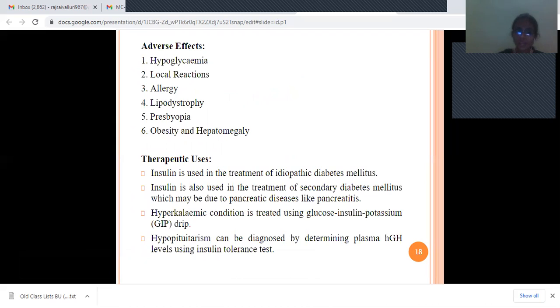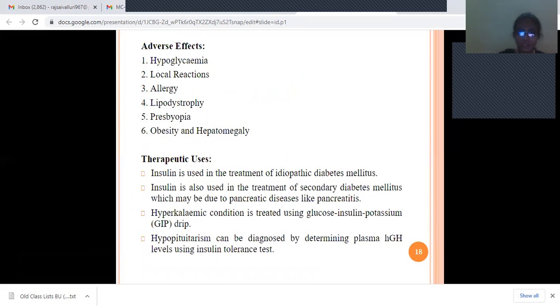Next, let's see the side effects: hypoglycemia, local reactions, allergy, obesity, hepatomegaly, and lipodystrophy. These are the adverse drug reactions we can see with insulin. It is used in the treatment of diabetes mellitus and of secondary diabetes mellitus, which may occur due to pancreatic disease like pancreatitis, and the hyperkalemic condition is treated using glucose insulin potassium drip. So these are the uses of insulin.